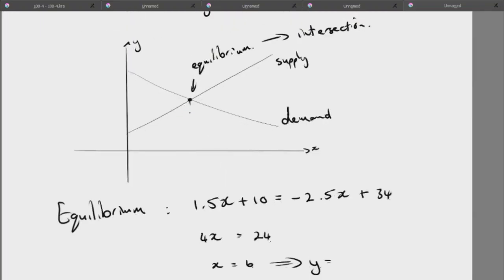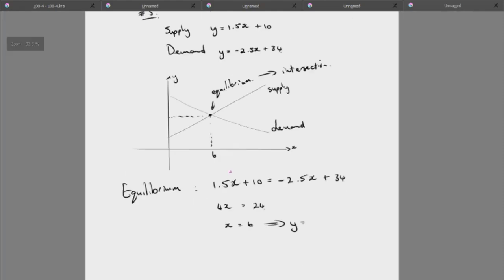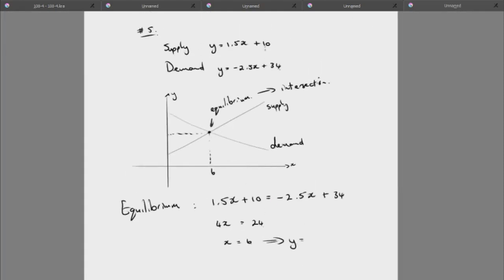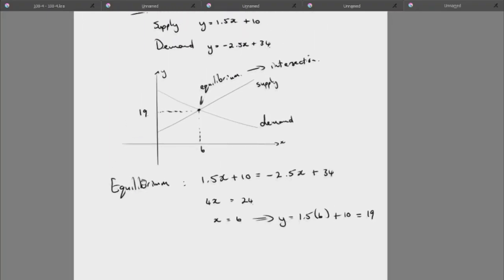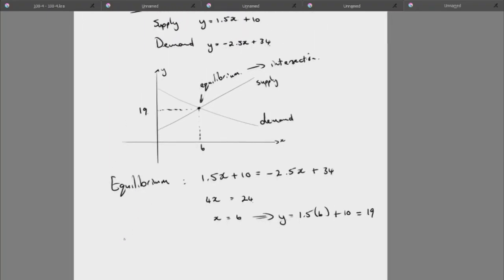And that is a point. So this x over here is a 6, but I also have the y value. How do I find the y value? I can plug it into any one of them, maybe the top one. So 6 times 1.5 plus 10. 1.5 times 6, that's 9. So 19. We're doing it very quickly because we're out of time. But still, I'll leave it up for a minute afterwards.